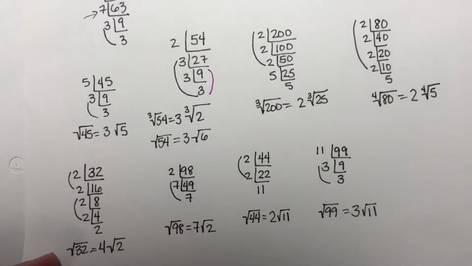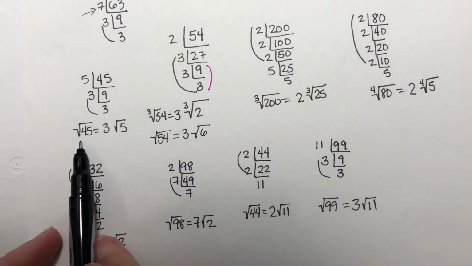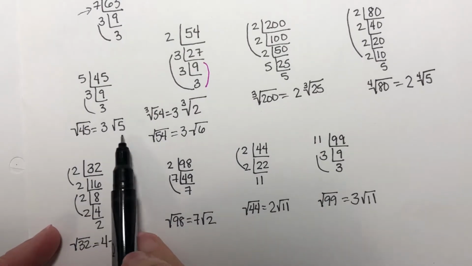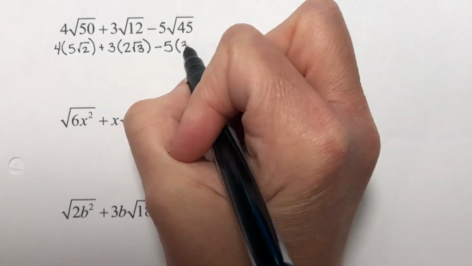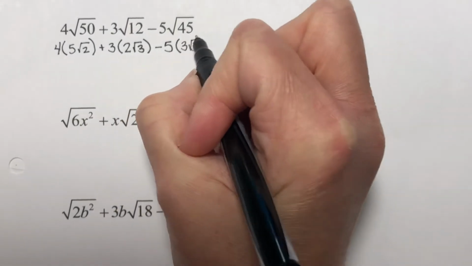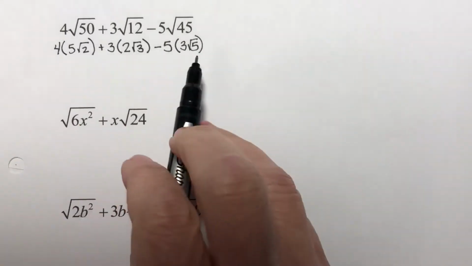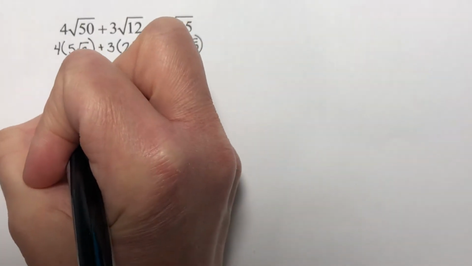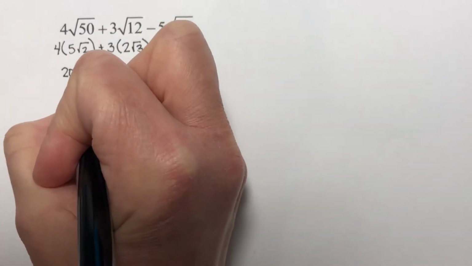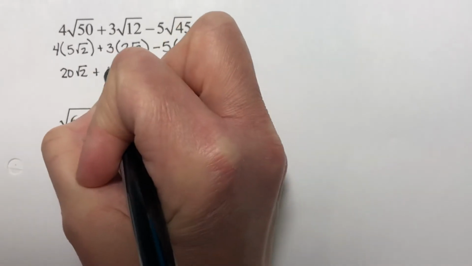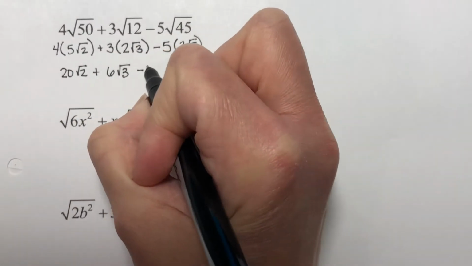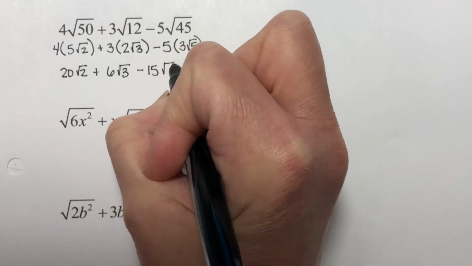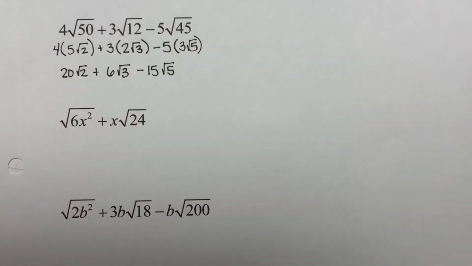I believe, yes, I have it right here. We did it before. The square root of 45 is 3 times the square root of 5. Okay, now let's multiply the numbers in front. And here you get 20 square root of 2 plus 6 square root of 3 minus 15 square root of 5.